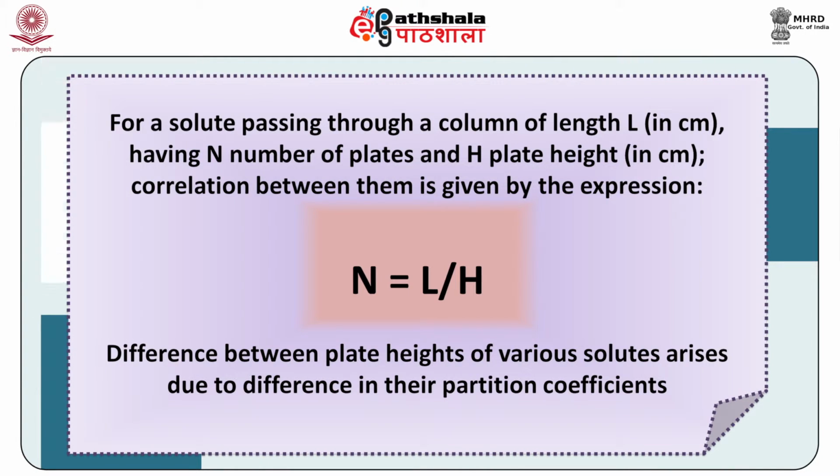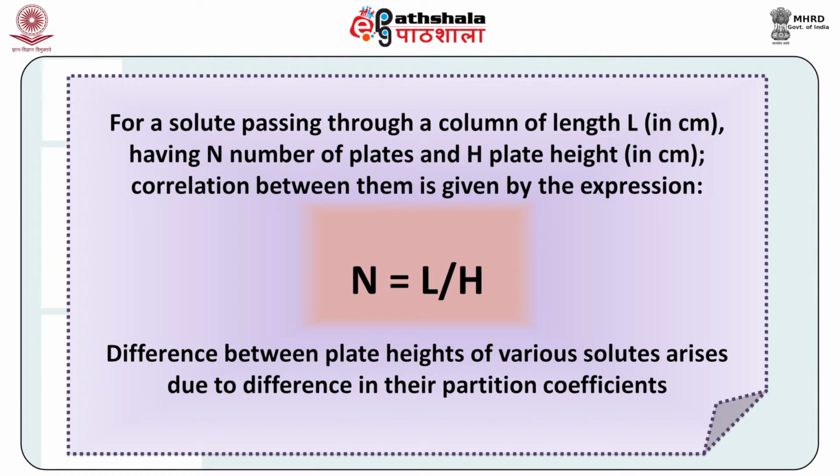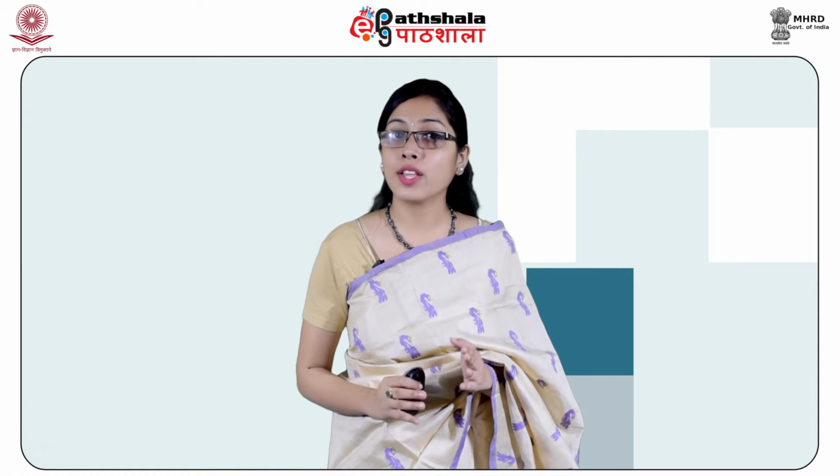Difference between plate heights of various solutes arises due to difference in their partition coefficients. Plate height can vary between 0.1 to 1 millimeter in gas chromatography and approximately 10 micrometer in high performance liquid chromatography. Plate numbers can range from a few hundred to several lakhs.